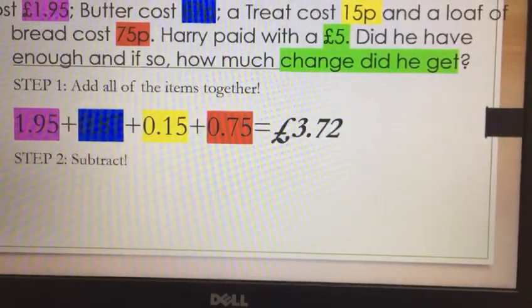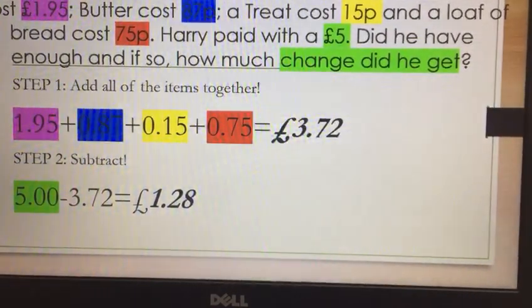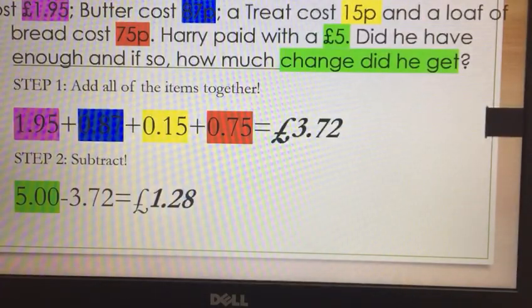So all we're going to do is subtract £3.72 from £5. Again, I would recommend using a column method, or you could maybe round £3.72 up to £4 and take away the difference. There's lots of ways you could do it. You will find that he's left with £1.28. That's how much change he has left. So all I've done in that question is highlight the keywords and figures, break it down into 2 steps, and find our answer.